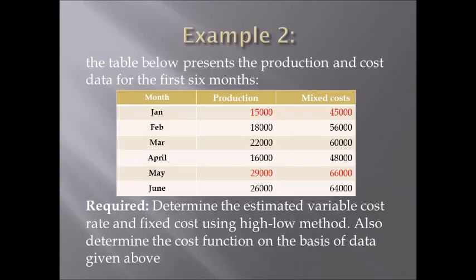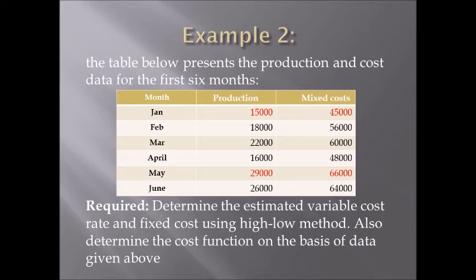Example 2. The table below presents the production and cost data for the first 6 months. Required, determine the estimated variable cost rate and fixed cost using the High-Low method. Also determine the cost function on the basis of the data given above. We have in this table months from January to June, production level, and the corresponding mixed cost. First, we must determine the highest level of activity and its corresponding mixed cost, and also the lowest level of activity and its corresponding mixed cost.